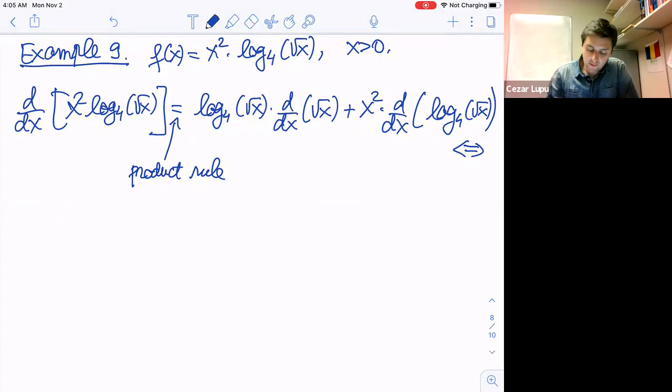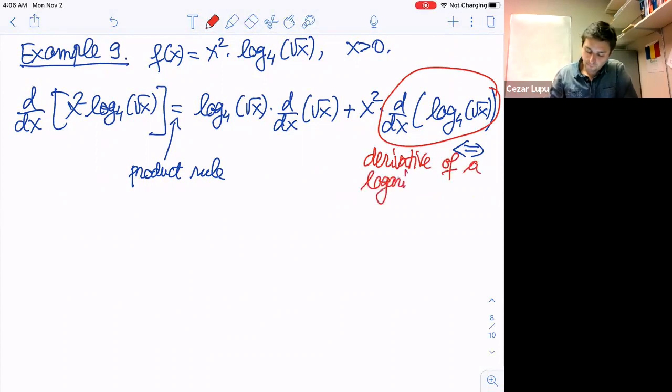So you see here I have the derivative of a logarithmic, so I want to stress this out from the beginning. So this is the derivative of a logarithmic in base b, here base 4, and the function u is square root of x.